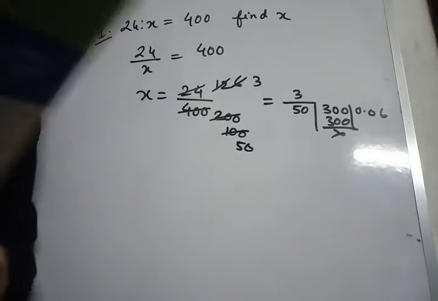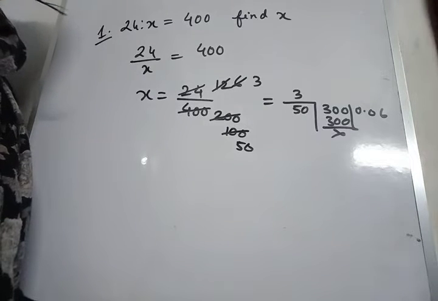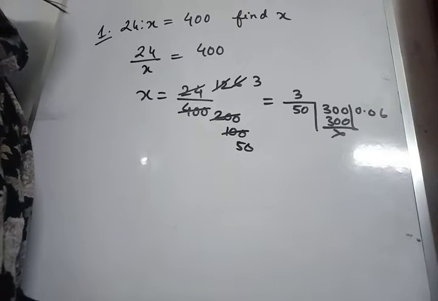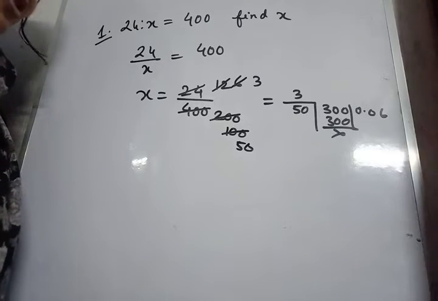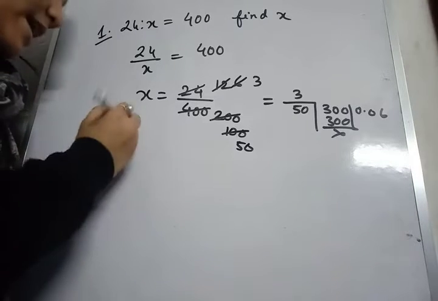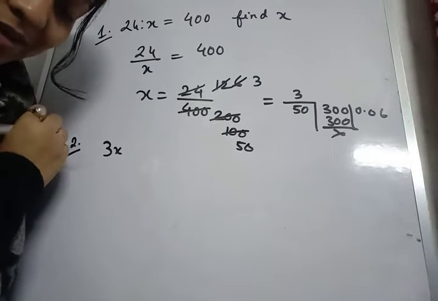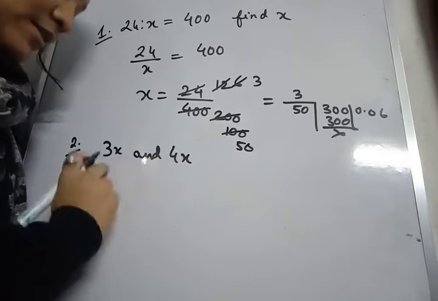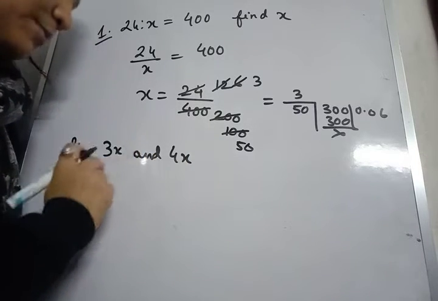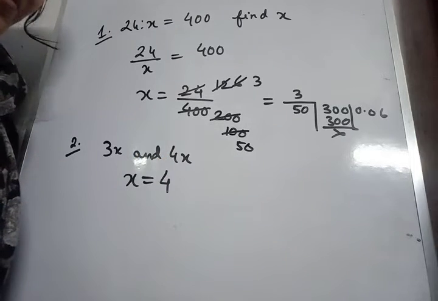Sum number 2. If the ratio of two numbers is 3:4 and their HCF is 4, what is the LCM of the two numbers? So the two numbers, if I take the common unit as x, one of the numbers is 3x and 4x. Their HCF is 4. That means here the common factor is x. So x equals to 4.